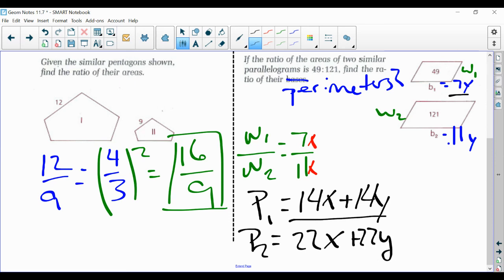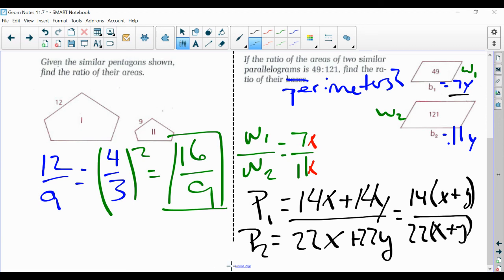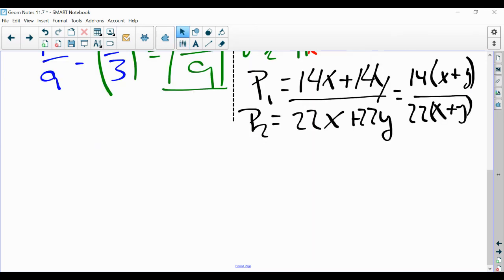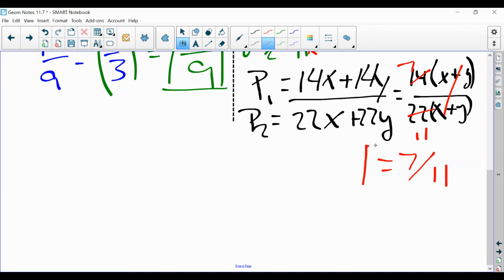We can see that in this ratio, on the top, I can factor out a 14 and be left with x plus y, and on the bottom, 22 and be left with x plus y. So whatever x and y are, whatever those common ratios are, I can cancel them, and I'm left with 14 over 22, which also reduces to 7 over 11. So the similarity ratio is the same as the ratio of the perimeters.